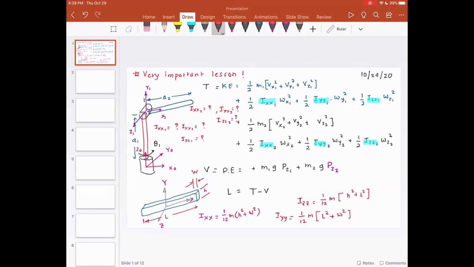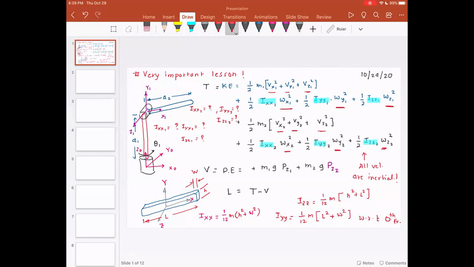But one thing I want you to note, and this is super important: all these angular velocities and translational velocities, the terms here, are with respect to the zeroth frame. So all velocities are inertial velocities. Inertial means with respect to the zeroth frame.